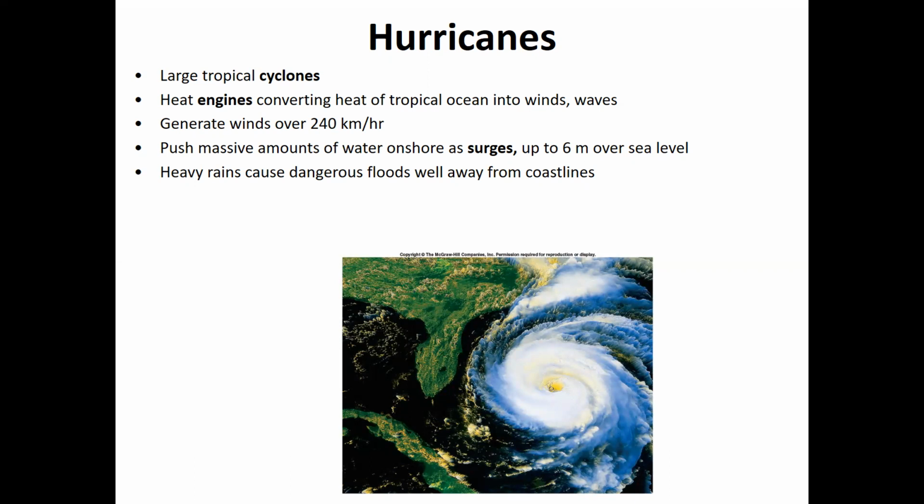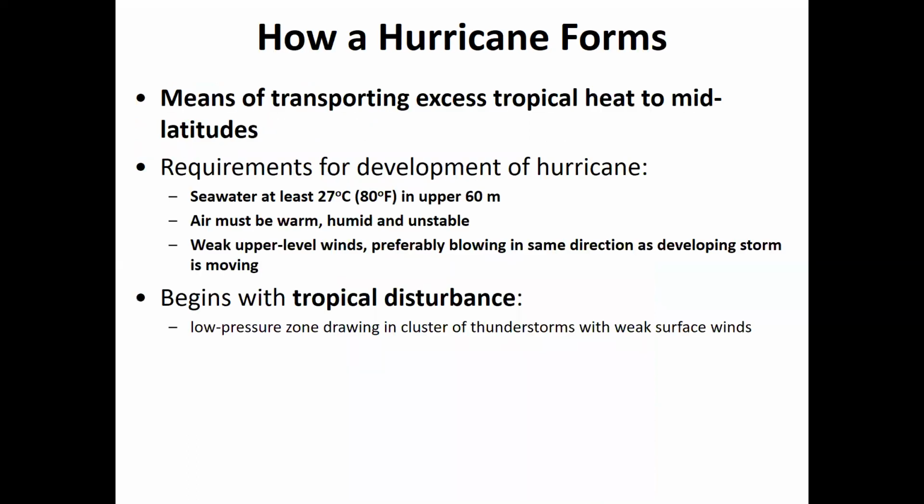And they push massive amounts of water on shore, as what is known as storm surges, up to 6 meters over sea level, which are damaging, but not the most destructive part of a hurricane. The most destructive and lethal part of a hurricane are the heavy rains as they move inland, as we'll see. They cause a significant amount of flooding. So hurricanes are just one of the means, a very extreme means, of transporting excess tropical heat to the mid-latitudes.